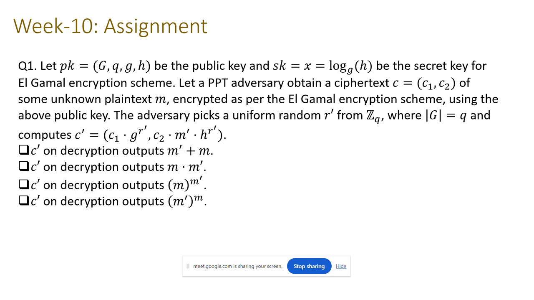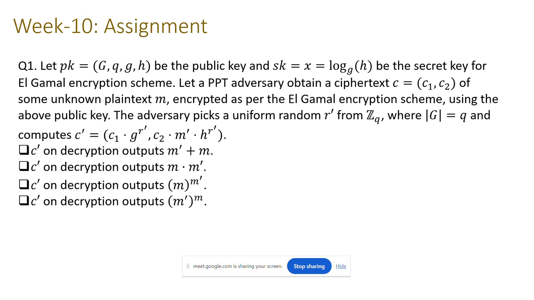For the assignments of last week, let us discuss those first. So the first question was this: let PK, consisting of the group description, so the set G, size of the group Q, generator G and H, be the public key, and SK equal to X, which is the discrete logarithm of H, be the secret key for the ElGamal encryption scheme. Let a PPT adversary obtain a ciphertext C equal to C1 and C2 of some unknown plaintext M encrypted as per the ElGamal encryption scheme using the above public key.